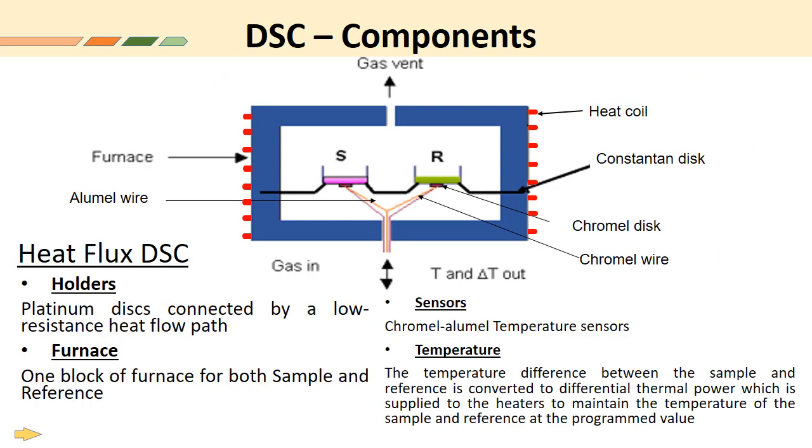These are the components of the DSC. We have the holder, which contains both the reference and the sample. We have identified the sample and the reference here as S and R respectively, so they are contained in this holder. And then we have the furnace to supply the heat. The sensors are also there to regulate this heat.